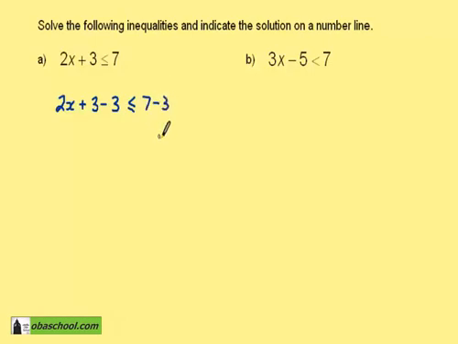Note how we've done the same thing to both sides. On the left we're left with 2x. On the right we're left with 4. Now divide both sides of the inequality by 2. The 2's cancel on the left, so we have x is less than or equal to 2.